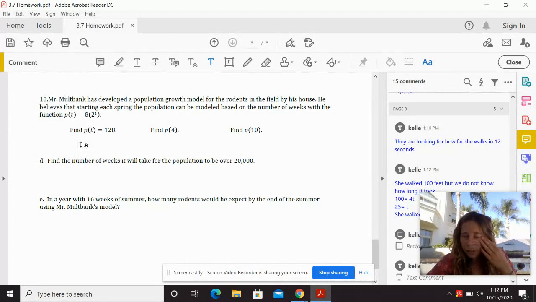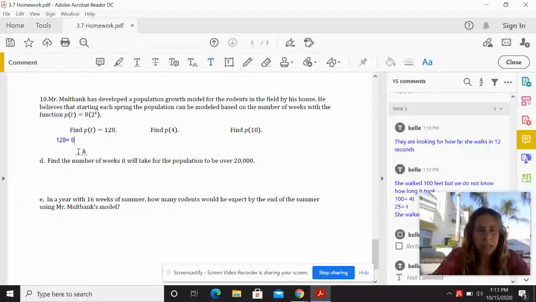All right. So the first one is find P of t equals 128. So P of t is equal to 128. So you're not substituting in for t. You're substituting in for P of t. All right. So that's going to be 128 equals, which your equation is 8 times 2.